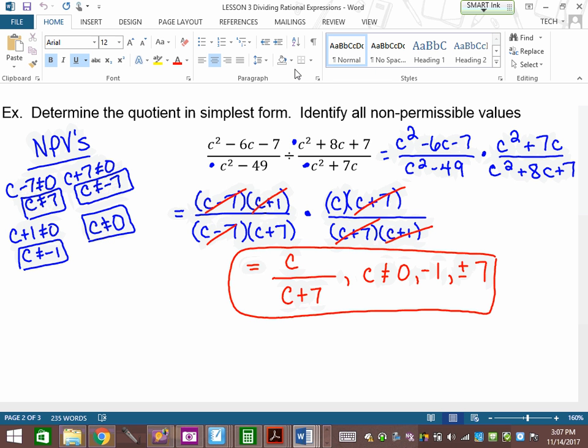You can't cross off two denominators. It has to be a numerator for a denominator, always. Can't do denominator for denominator. So if there was no C +7 at all in the top, then you'd have C +7 squared in the bottom. Like you can't take a denominator for a denominator.